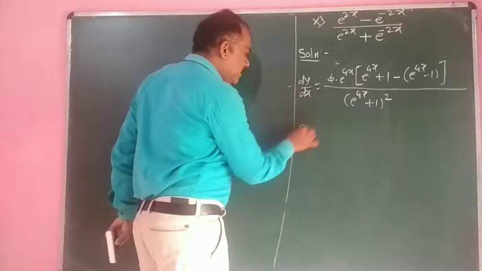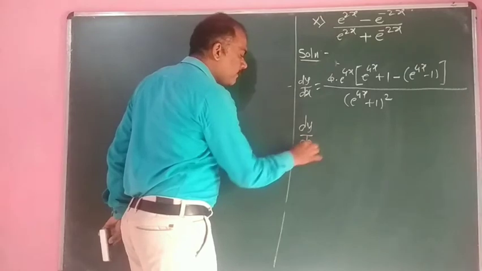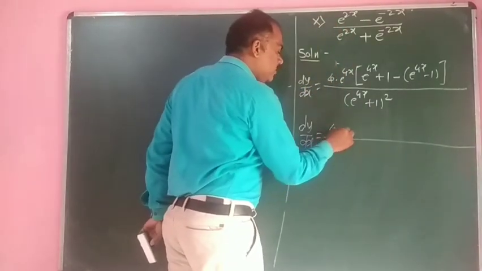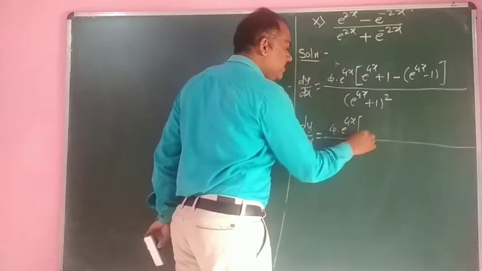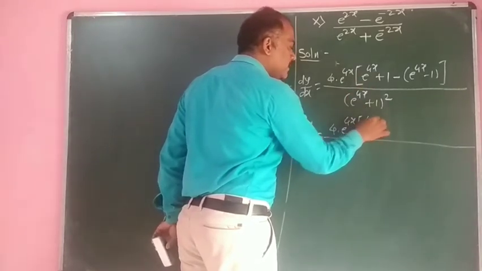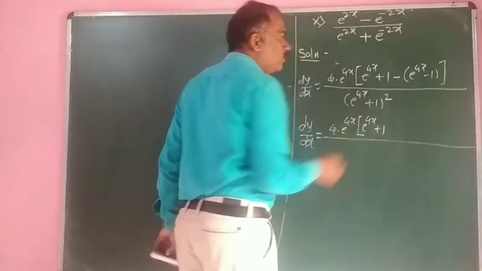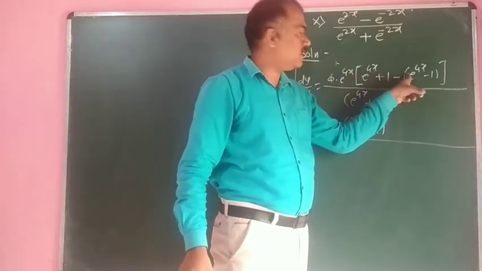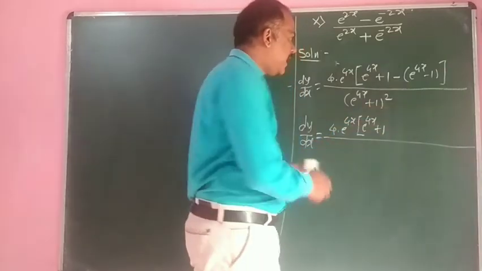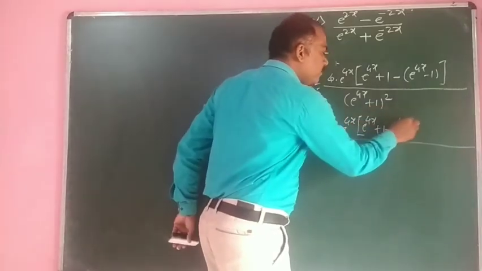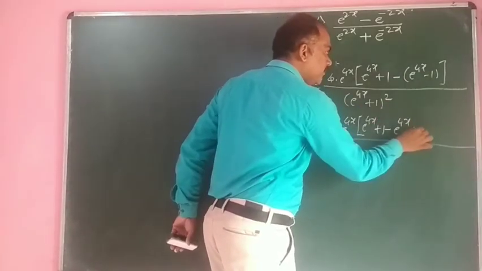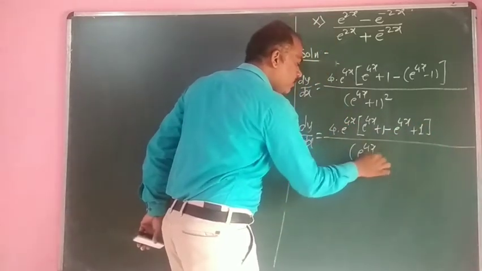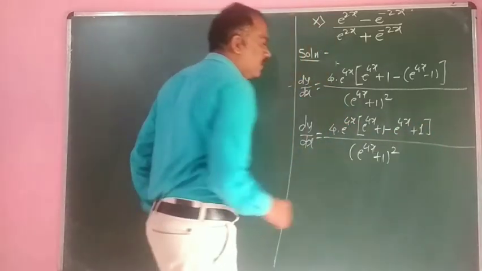But you have to get dy by dx is equal to 4 into e raised to 4x into (e raised to 4x plus 1). If you have to open this simple bracket, the minus sign goes inside and changes all the signs of these two terms, that is minus e raised to 4x, and this minus becomes plus, that is plus 1, divided by (e raised to 4x plus 1) bracket square.